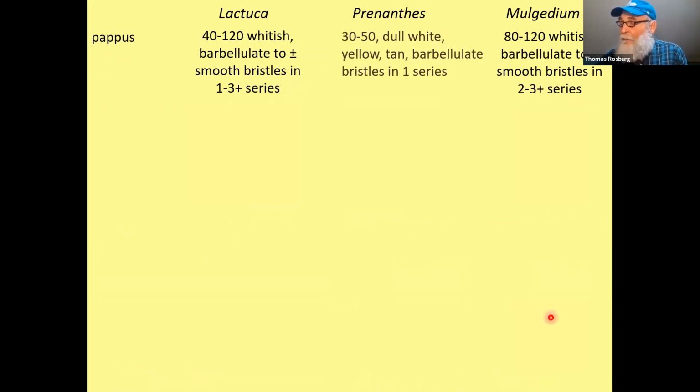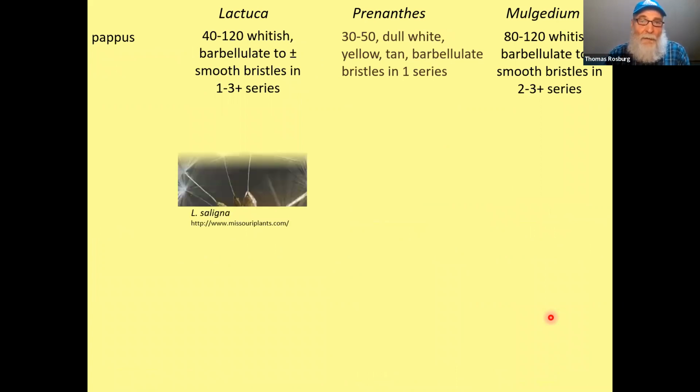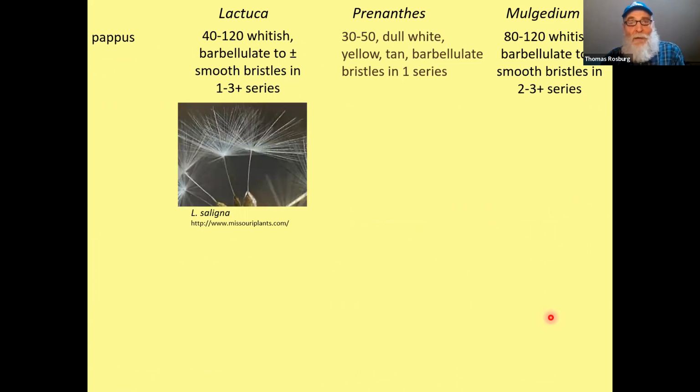All right, the next line is the pappus, as we can see here. And again, there are some differences here. In Lactuca, there can be anywhere from 40 to 120 of these bristles. All of them have barbulate bristles, and that just means all of these bristles have little tiny barbels, like on a fish hook, pointing downward. And you can't really see them very well unless you look at it with a scope. Maybe you can see them with a hand lens. So that's pretty much the same for all of them.